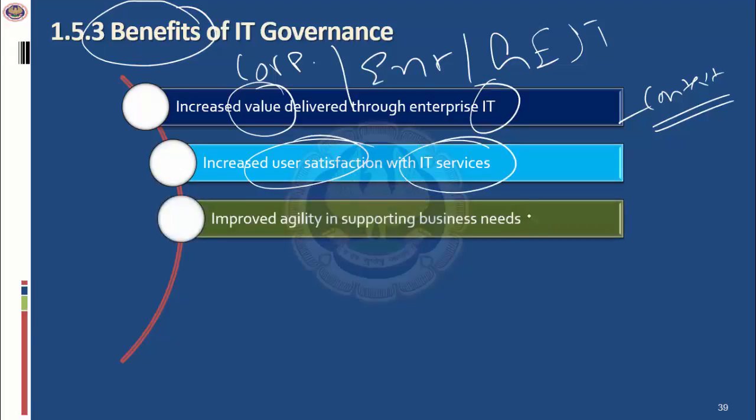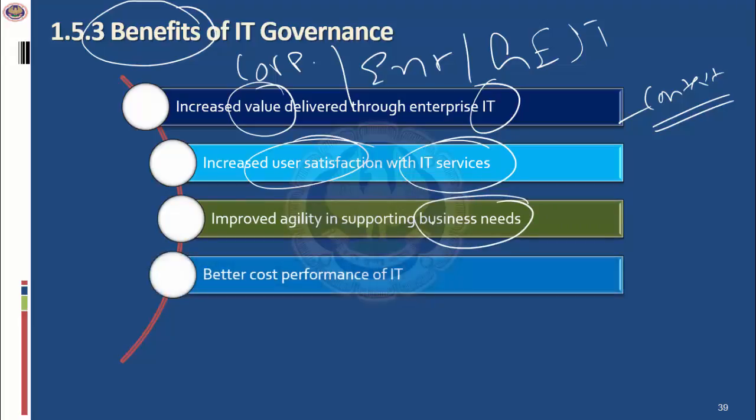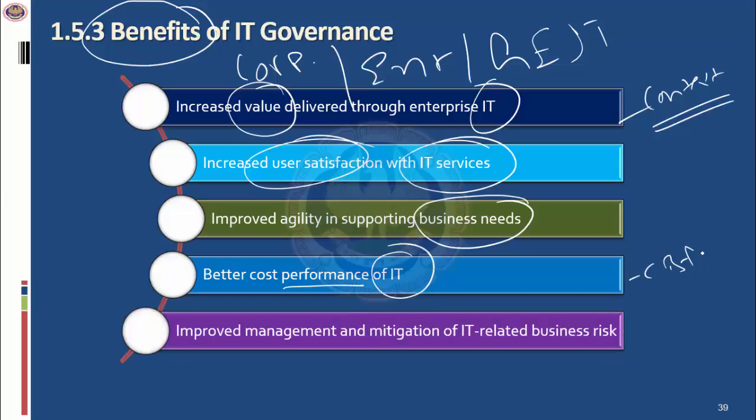You're looking at the IT supporting the business needs, responding to them dynamically with greater agility, and also you're able to harness the power of information technology by better utilization, by better cost-benefit analysis of how IT is being used. You'll also see that there is an improved management of IT and there is a mitigation of IT-related business risk.